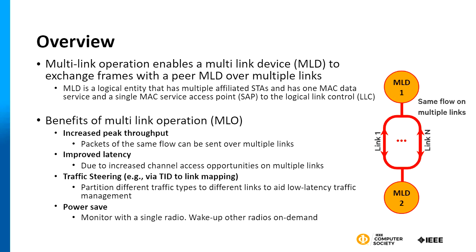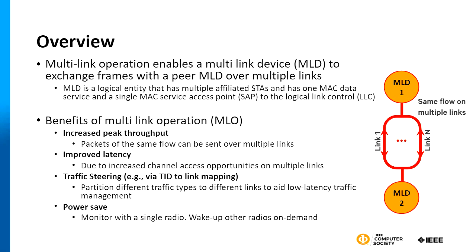So the benefits of multi-link operation are essentially increased peak throughput, because you can have multiple packets of the same traffic flow that can be sent over multiple links. So if you have a link that is congested, the other links are likely not going to be congested. So you can essentially transmit those packets on the other links as well. And of course, this also improves the latency. And we also have the flexibility of performing some traffic steering. So essentially, we can partition different traffic types to different links to aid low latency traffic. So think of if you want to dedicate one link to voice traffic and another link to best effort, we have the tools to do that.